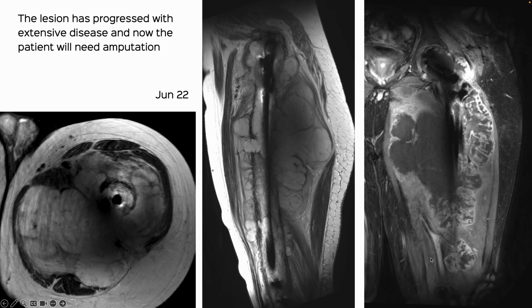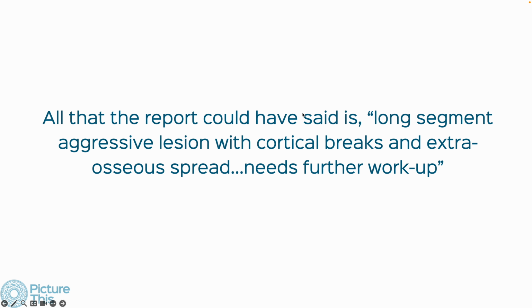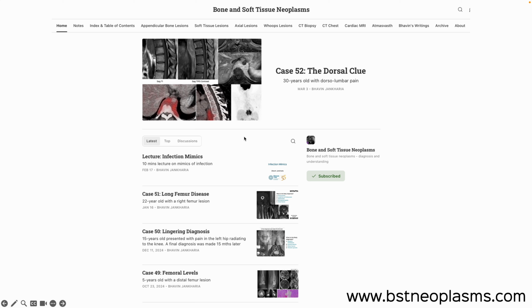And once you've nailed something like this, guess what happened? The patient came back with this appearance. See this classic enhancement that you get with cartilage, the classic lobulated appearance here. Eventually, the patient had to get an amputation or a hip disarticulation done for this tumor. Ideally, the report should have just said long segment aggressive lesion with cortical breaks and extraosseous spread needs further workup, instead of saying it is osteomyelitis, and not even saying that a biopsy is required or anything of that sort. It should have been done.